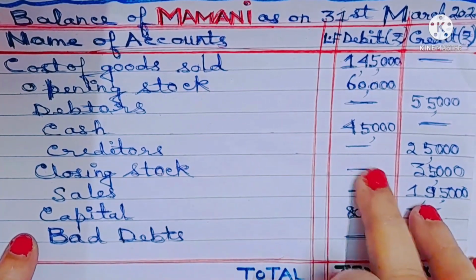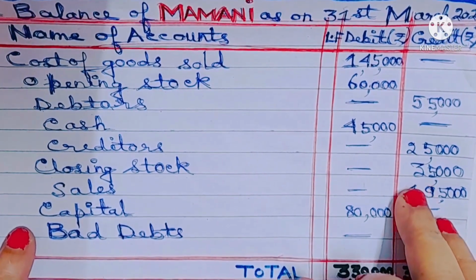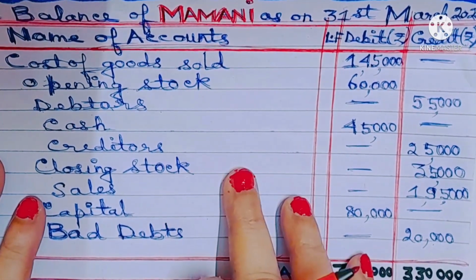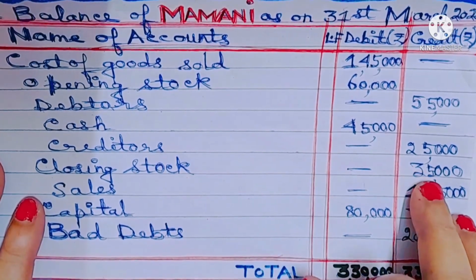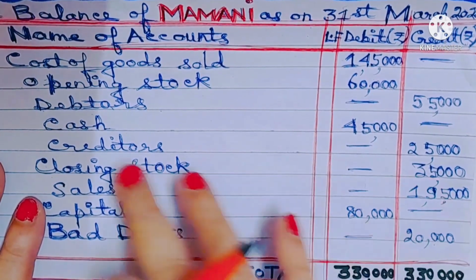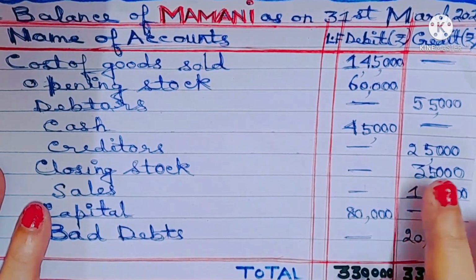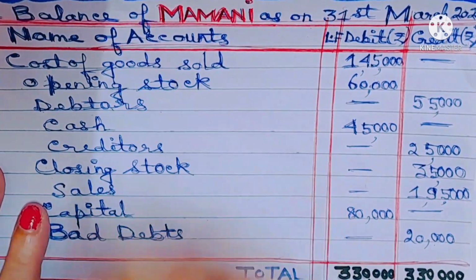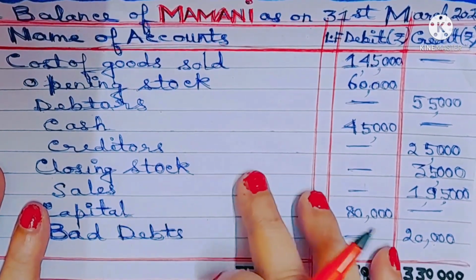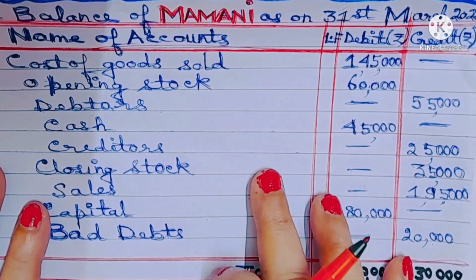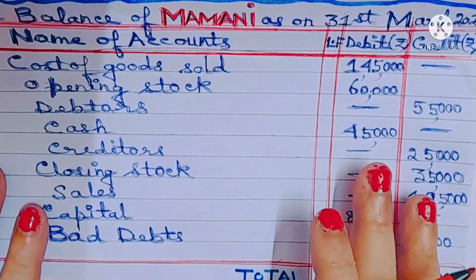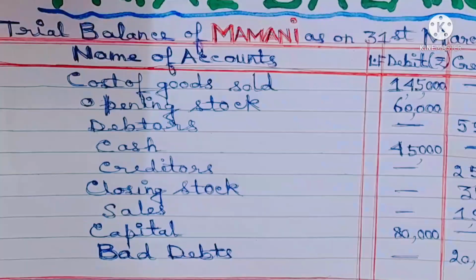Closing stock 35,000. Normally, closing stock does not appear in the trial balance. Do you remember? Normally, closing stock does not appear in the trial balance. But here, closing stock will appear as a debit balance in the trial balance. Why? Because of cost of goods sold.